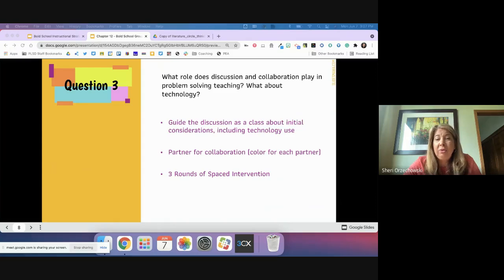We thought it would be a really good idea to partner for collaboration. I've used Context for Learning, or it's been a few years since I've taught math, but when I did, we used Context for Learning a lot. It's like a kit with a bunch of really deep problem solving activities for kids. And I used to give each kid a color. If you're online, they would write in a certain color, or if you're doing something on paper, they each write in a certain color.